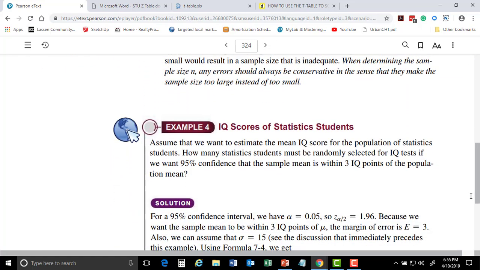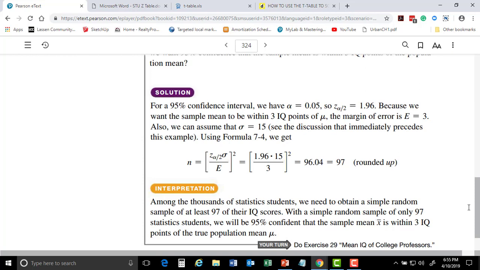Now that one we do have. That might be worth working because I know we have IQ scores, I think, in statistics. So assume that we estimate IQ scores, okay, and that we want 95% confidence. It says with a sample mean and a 3-point IQ variation population, the sample mean is within 3 IQ points of the population mean. So we should take a sample of 97.